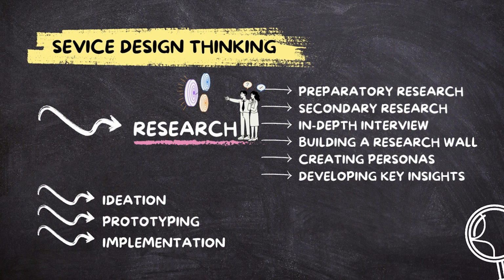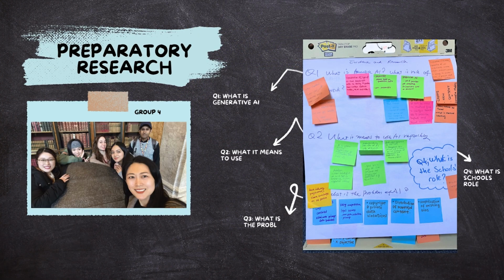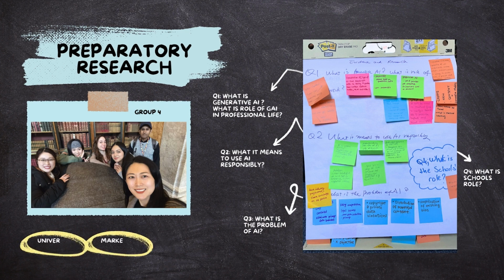First, I want to talk about preparatory research, which is more about finding the right question to ask in research. My team started by asking more questions to understand the main research question. Some of these questions are: what is generative AI, and what is the role of generative AI in professional life? What does it mean to use generative AI responsibly? What is the school's position? What is the problem of AI? While asking questions, we realized we must be more specific about what we seek because the question was already broad. So we decided to focus on marketing students and their future marketing careers.